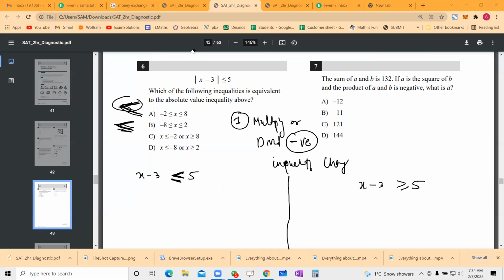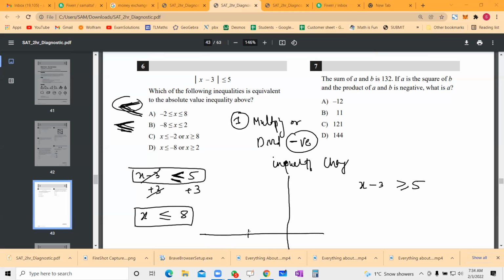Now let's solve it. We'll add 3 to both sides as we do for the equations. So x is less than equal to 8, right? Now that means this inequality, x minus 3 is less than equal to 5, is satisfied by all the values of x, starting from 8, including 8, and going towards the left, towards negative infinity. Am I right? So all these values are the solution for this inequality.